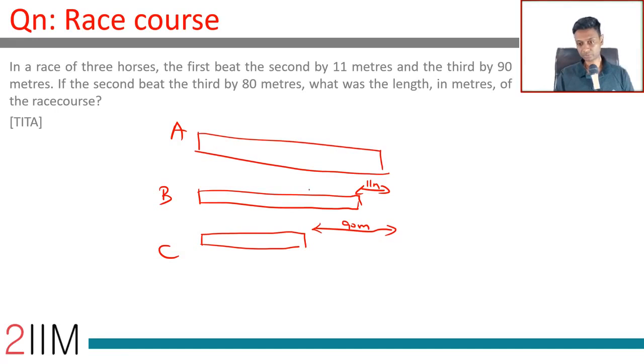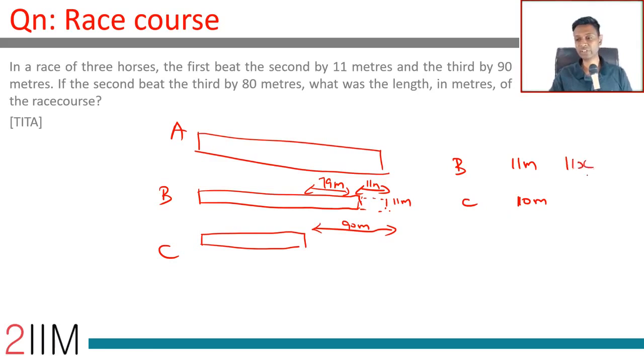Now this difference is 79 meters. But the second beat the third by 80 meters. What does that mean? That means by the time the second finishes the race, he's got 1 more meter gained over the third. So I'm going to think about only this component. This 11 meter, when B travels 11 meters, C travels only 10, because his lead B to C increases by a meter in the last 11 meters. Right? So when B travels 11, C travels 10.